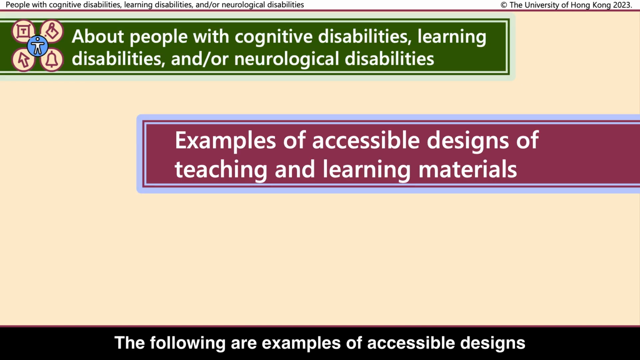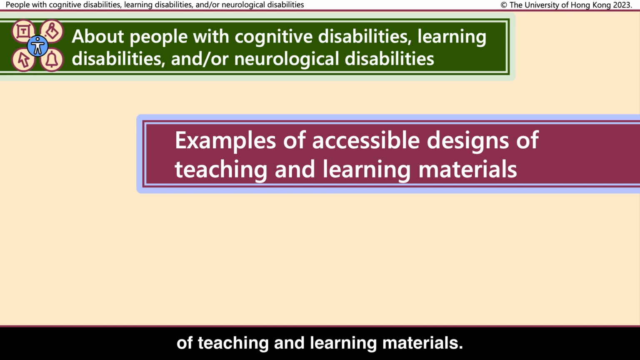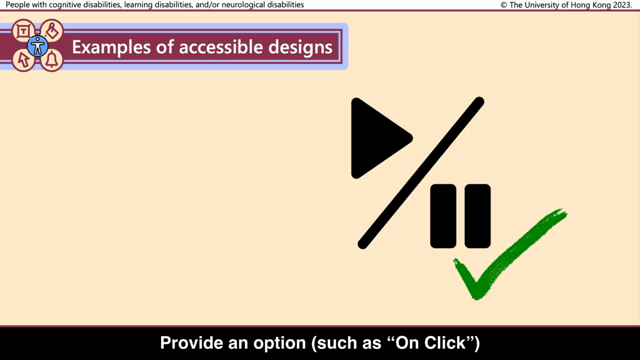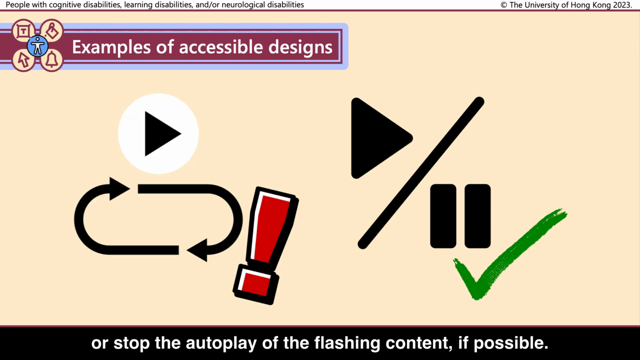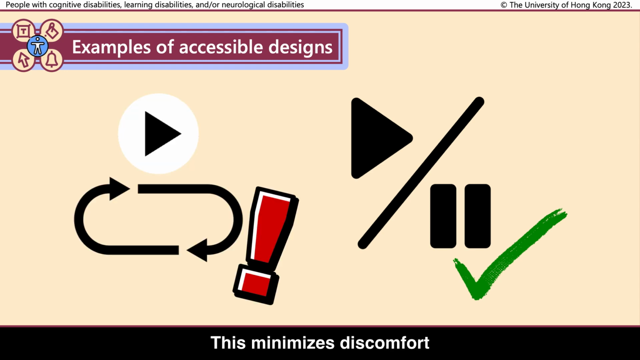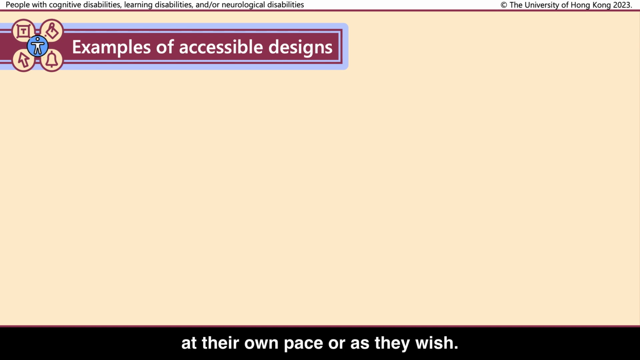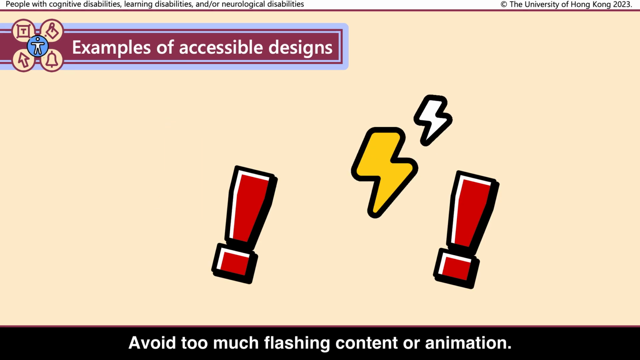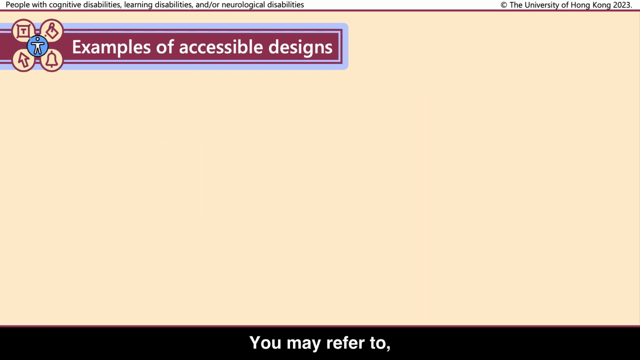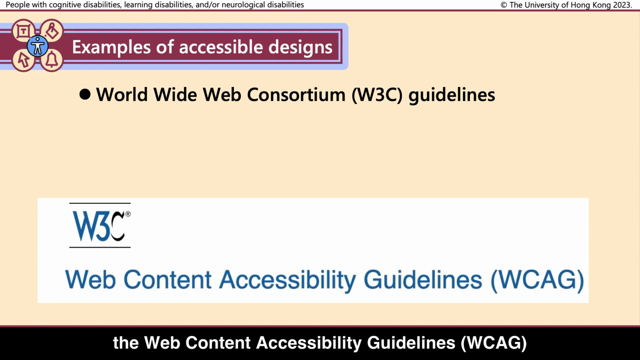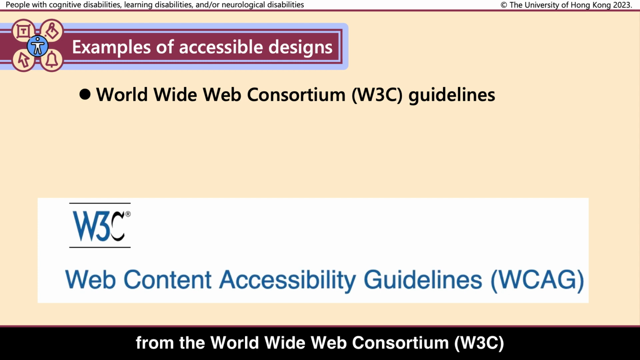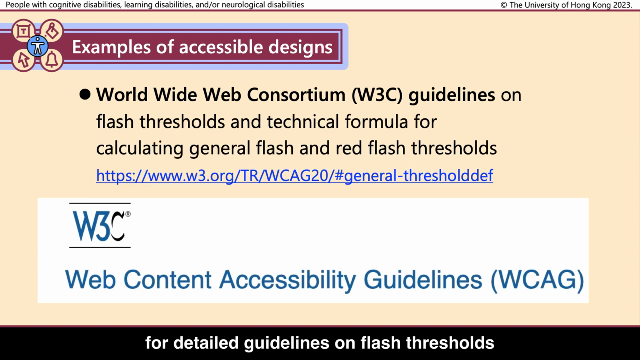The following are examples of accessible designs of teaching and learning materials. Provide an option, such as on click, to allow users to play, pause, or stop the autoplay of the flashing content if possible. This minimizes discomfort and allows users to read the content at their own pace or as they wish. Avoid too much flashing content or animation. You may refer to the Web Content Accessibility Guidelines, WCAG, from the World Wide Web Consortium, W3C, for detailed guidelines on flash thresholds and the technical formula for calculating general flash and red flash thresholds.